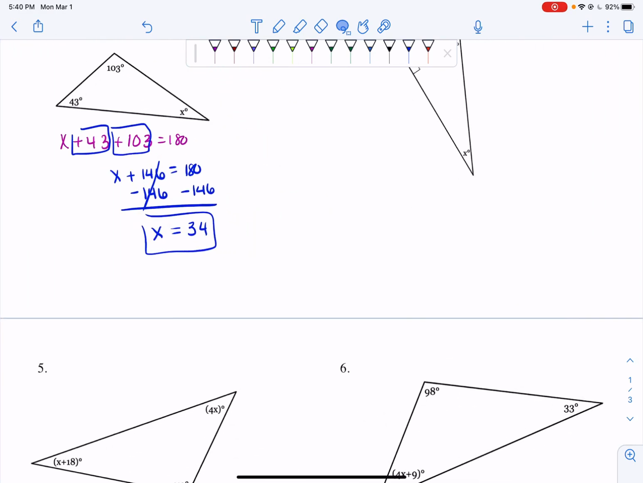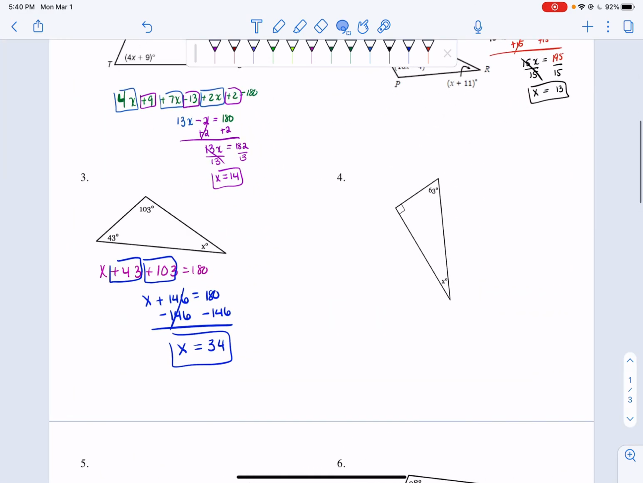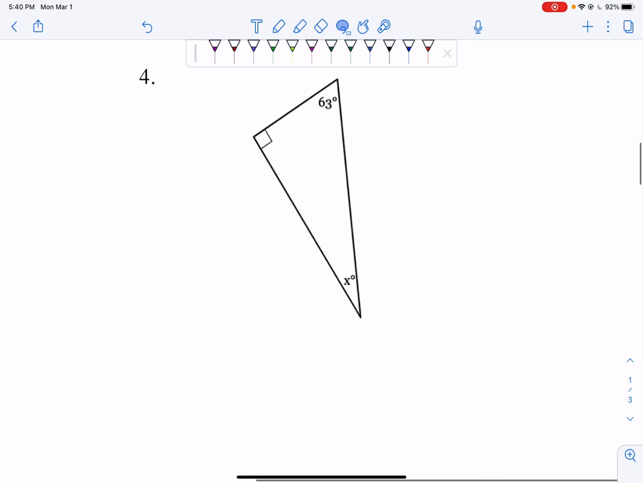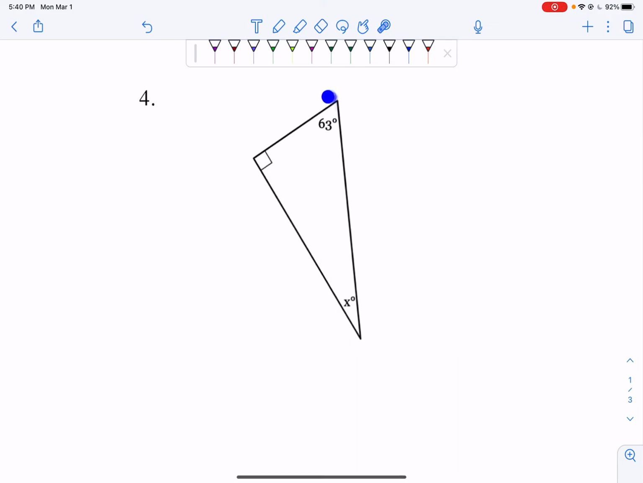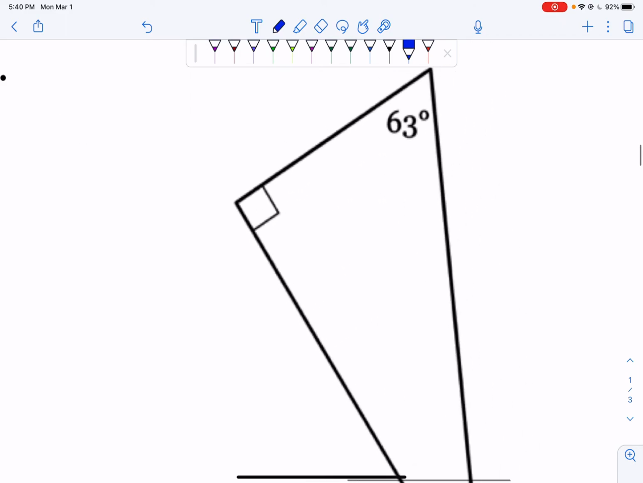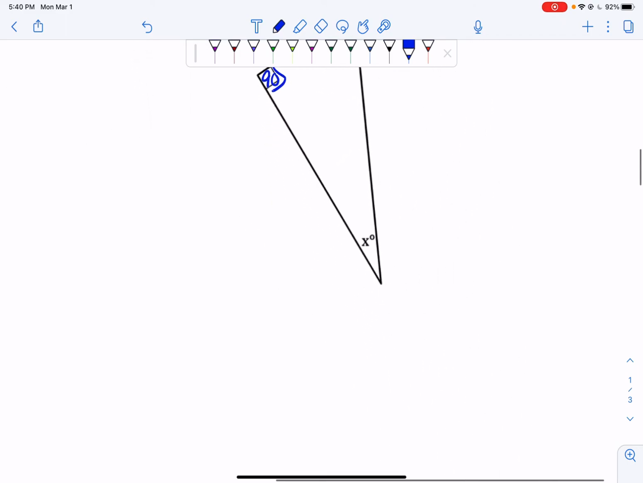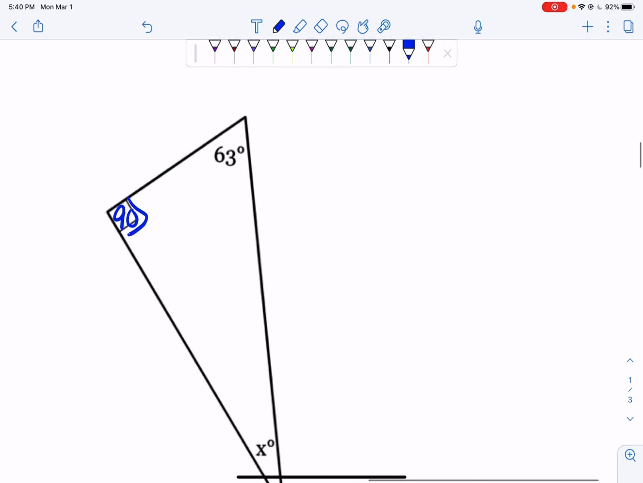Let's go on to the next example. If you look, I have 3 interior angles. I have my 63, my x, and then I have my right angle right here. Remember, this is a right angle. So I'm going to do 63 plus 90 plus x equals 180.